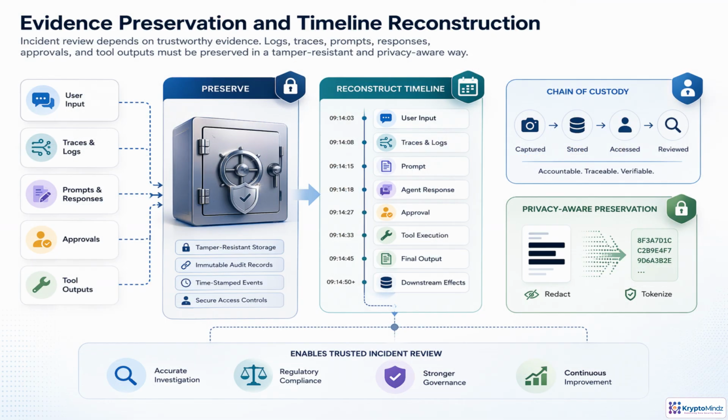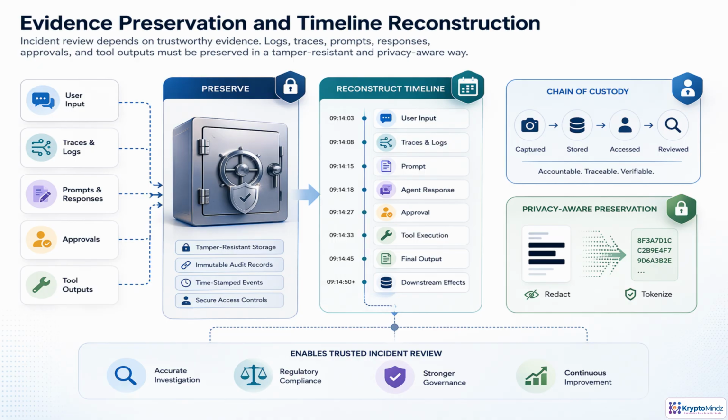Evidence can disappear quickly, so preserve raw records before systems overwrite them. Capture user input, traces, prompts, responses, approvals, and tool outputs with timestamps and secure access controls. Then reconstruct the sequence: what the user asked, what the agent retrieved, how the model responded, which tools ran, who approved, and what downstream effects occurred.